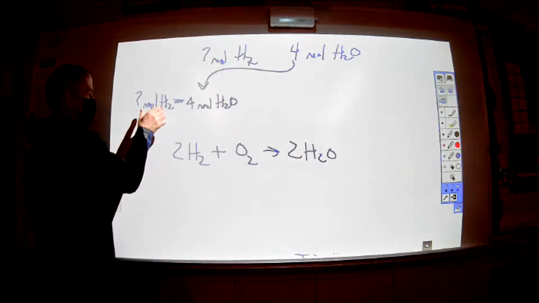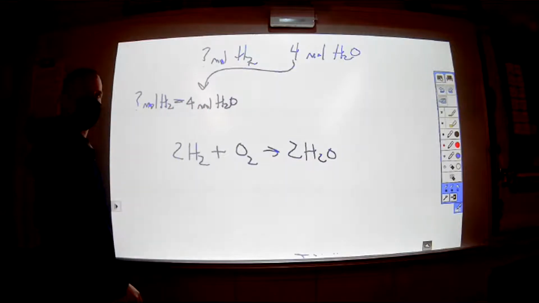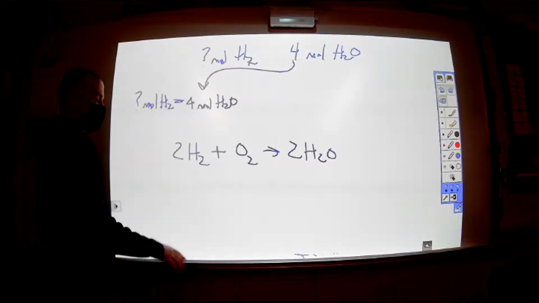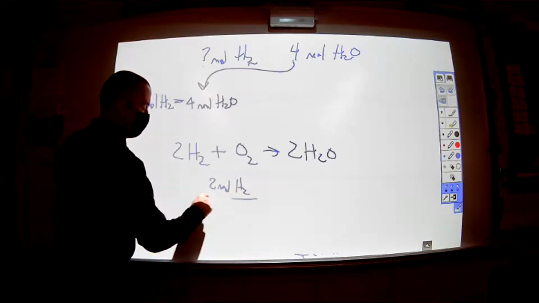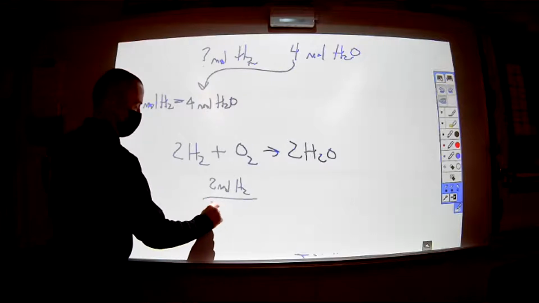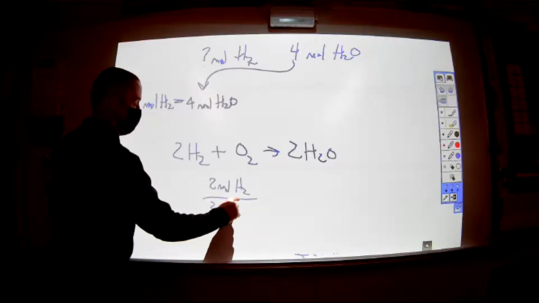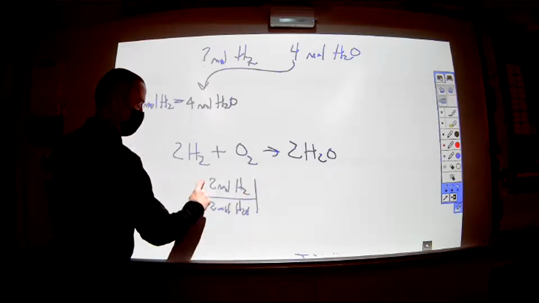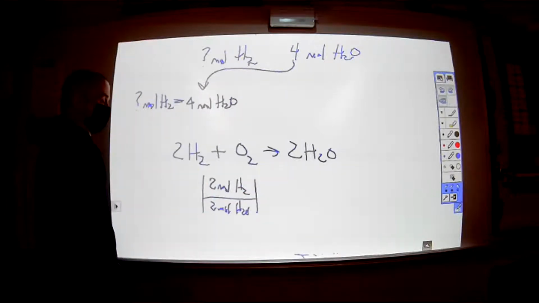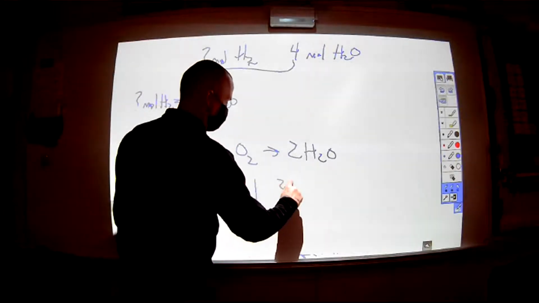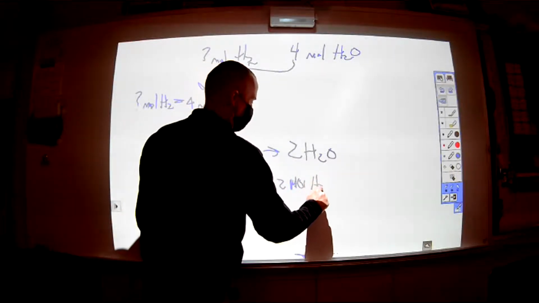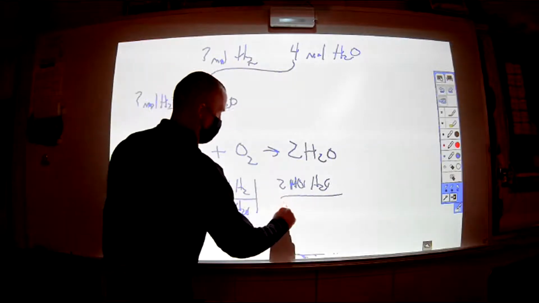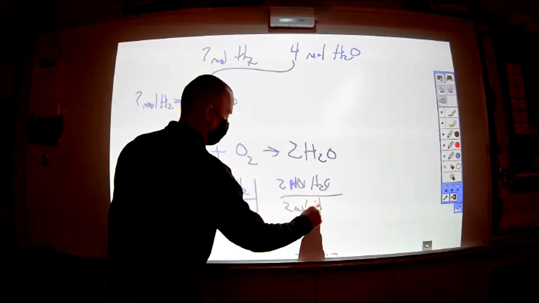Now I need some conversion factors, and the conversion factors come right from our equation. I need to know moles of hydrogen to moles of water. From this equation, I know that it's 2 moles of hydrogen for every 2 moles of water. Is that correct? Now, we also can write it this way: there are 2 moles of water on top for every 2 moles of hydrogen on the bottom.